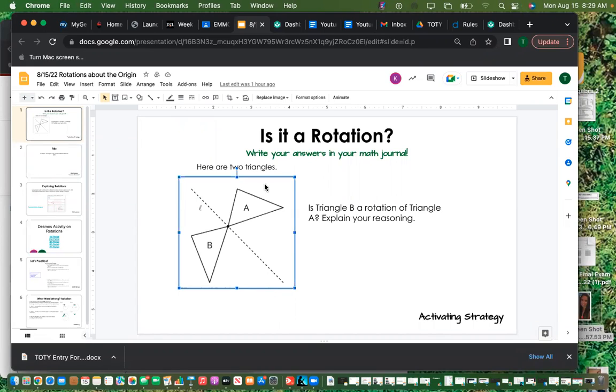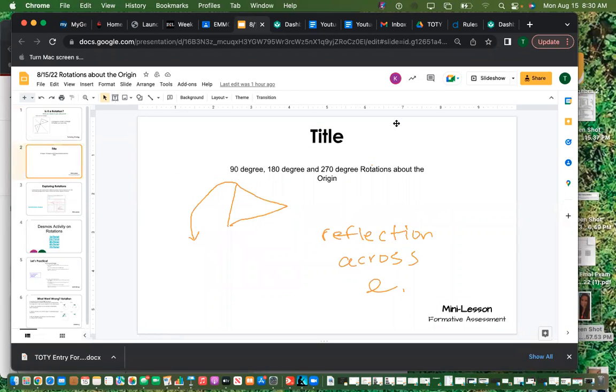Well, if you take triangle A, and you turned it, would you get triangle B? And the answer is no, you would not. That's because this is a reflection across the line L.